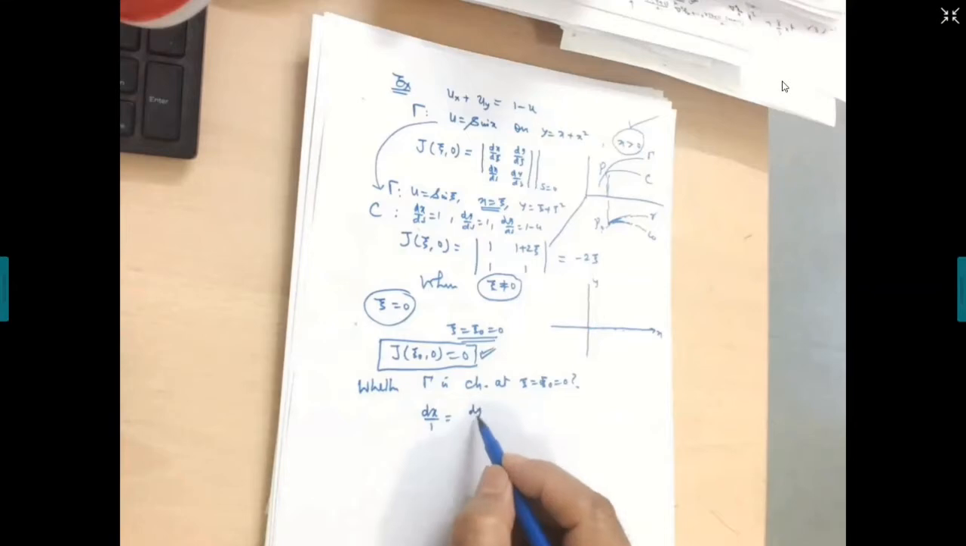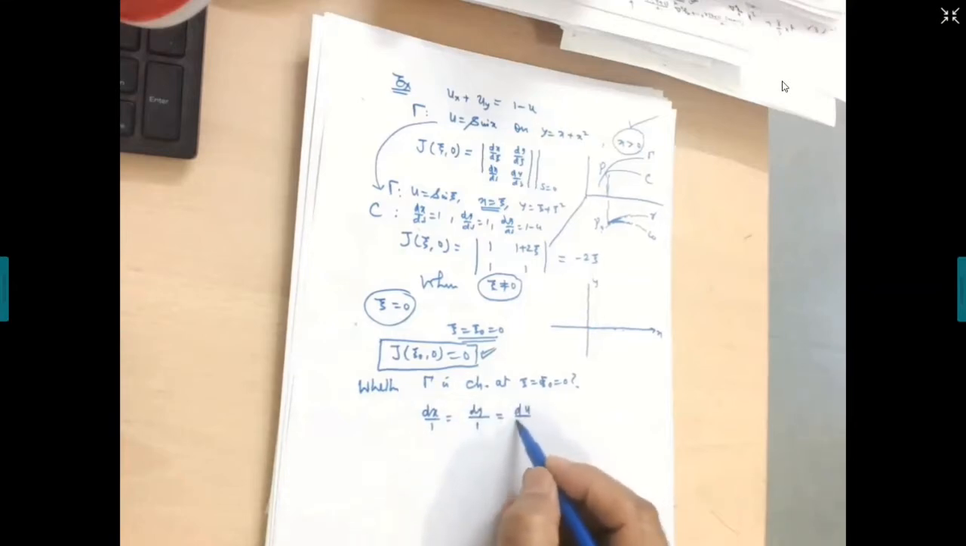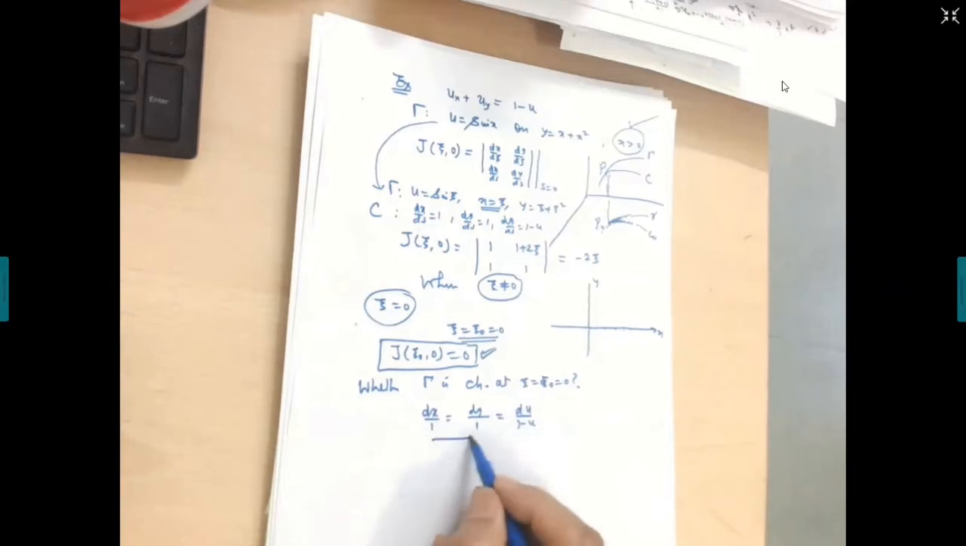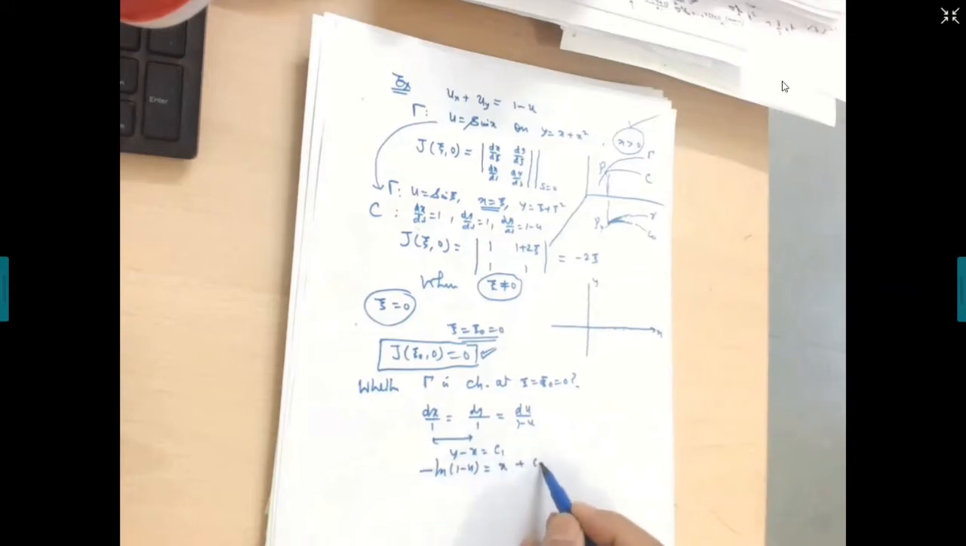So what are Lagrange's equations? dy upon 1 is du upon 1 minus u. From here you get y minus x is equal to some constant. And from here you get minus ln of 1 minus u is equal to x plus some constant. So I can say that x minus ln of 1 minus u is some function of y minus x. This is the general form of the solution, right?